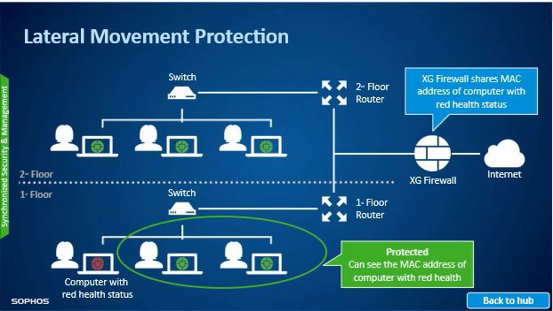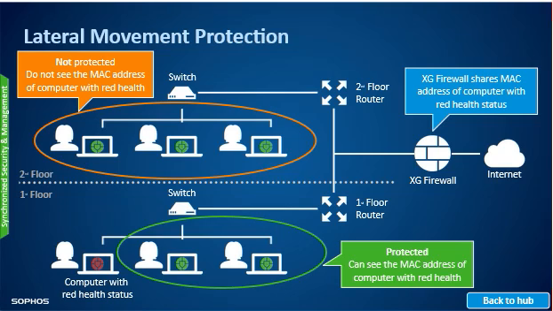However, in this example, the computers on the second floor are connected via routers, and because routers modify the MAC address in the Layer 2 packet header, the endpoints cannot see the original MAC address of the traffic from the endpoint with a red health status on the first floor. As they cannot see the original MAC address, they will not drop the traffic and are not protected. To remedy this, the traffic would need to be routed through the XG Firewall with firewall rules that prevent the traffic from the endpoint with a red health status crossing network segments.